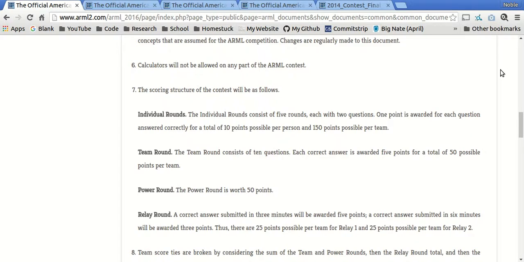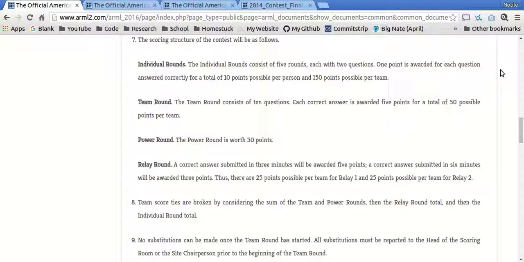You know, calculators. No calculators at all. And then, here are the rounds. There's the individual round, where you have two problems at a time, and you have 10 minutes to do those two problems. It's like how in Mammal, you have 12 minutes to do three problems. It's like that, except instead of six rounds, there's five.